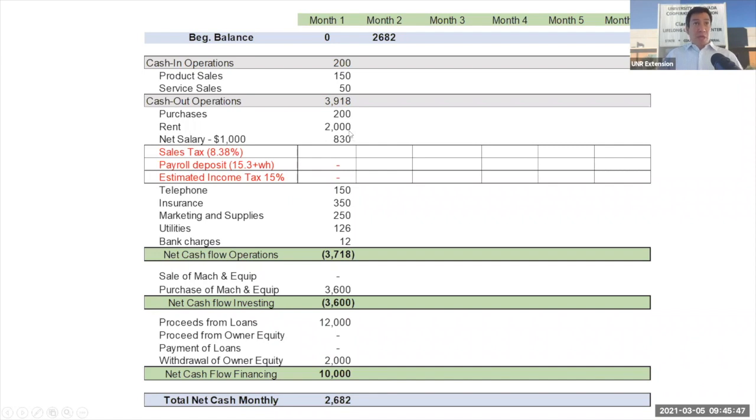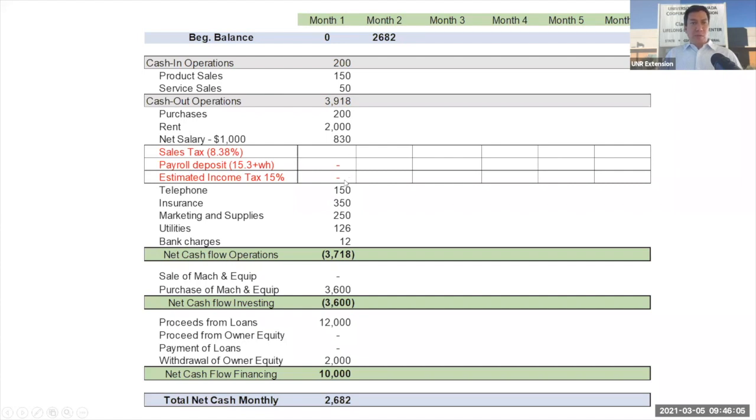Okay. We also have sales tax. We are selling products, so we have to collect sales tax and give it to the sales tax department. Okay.